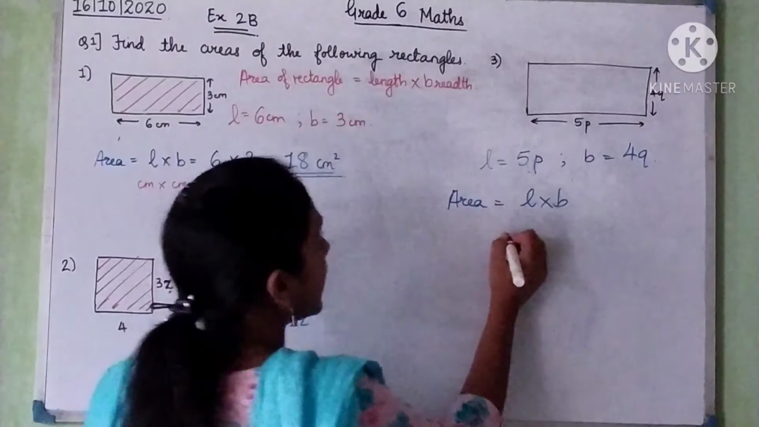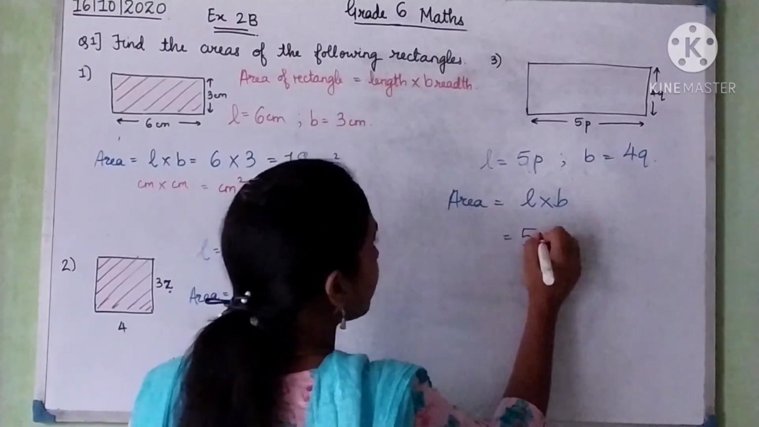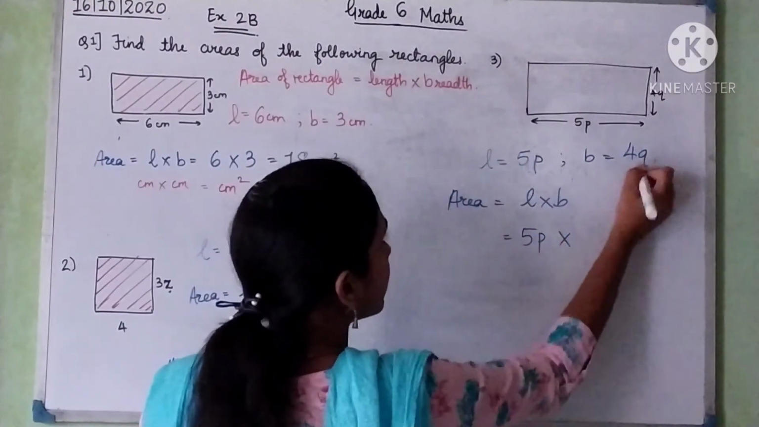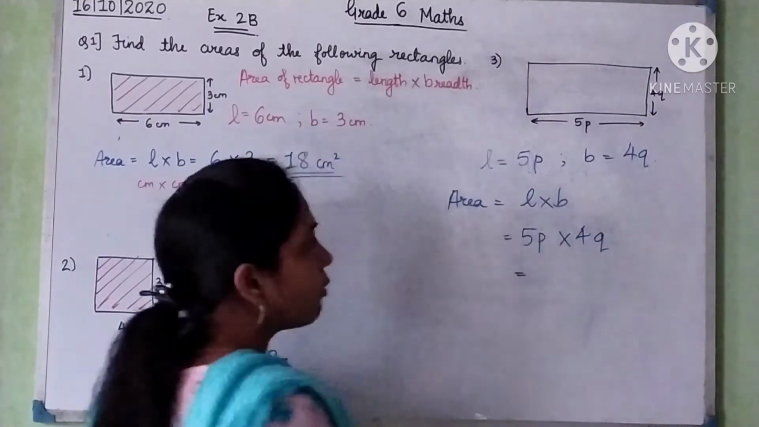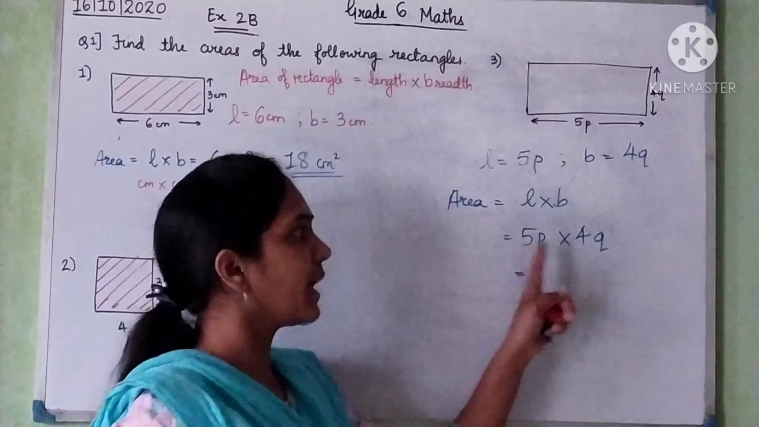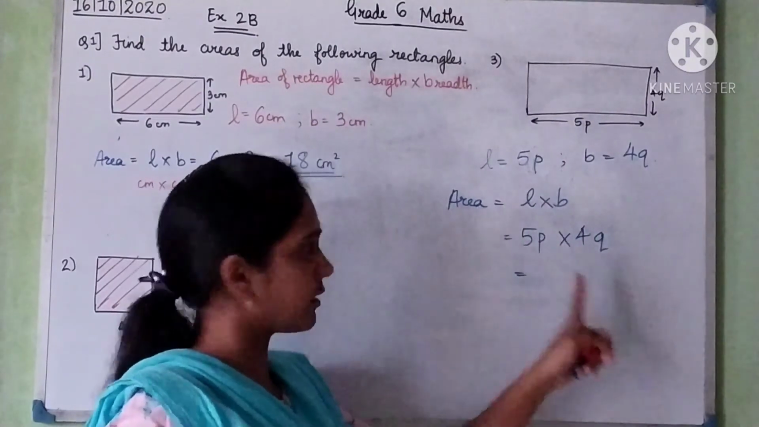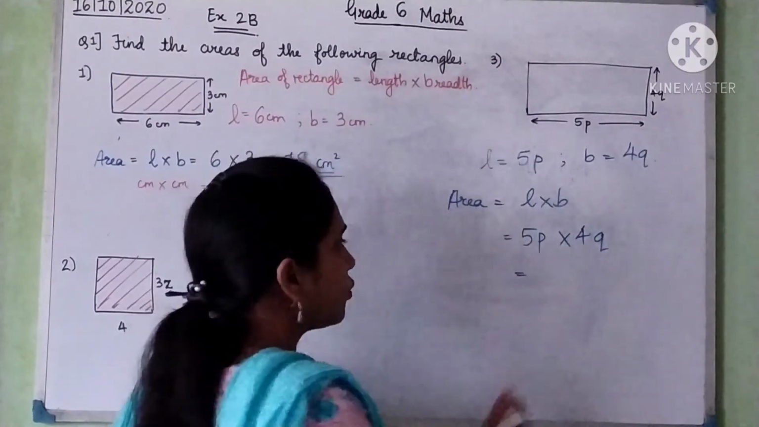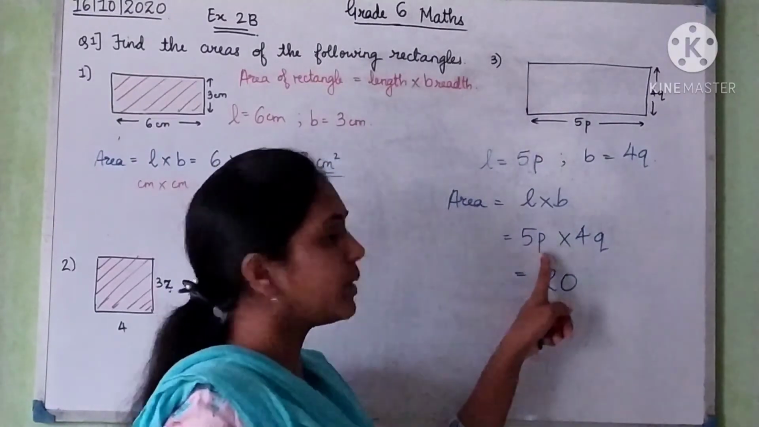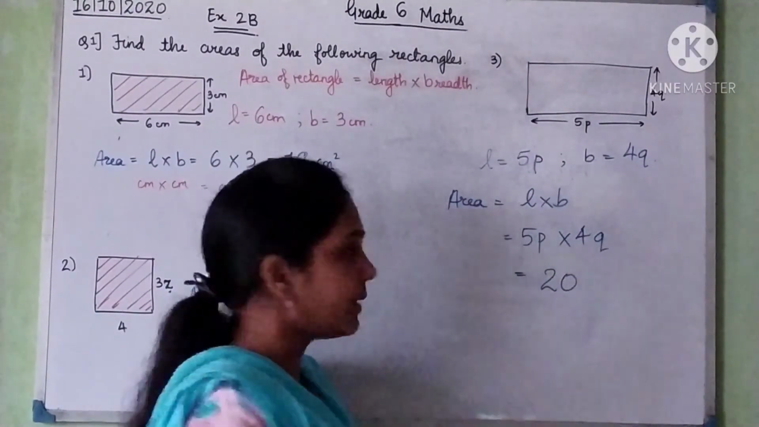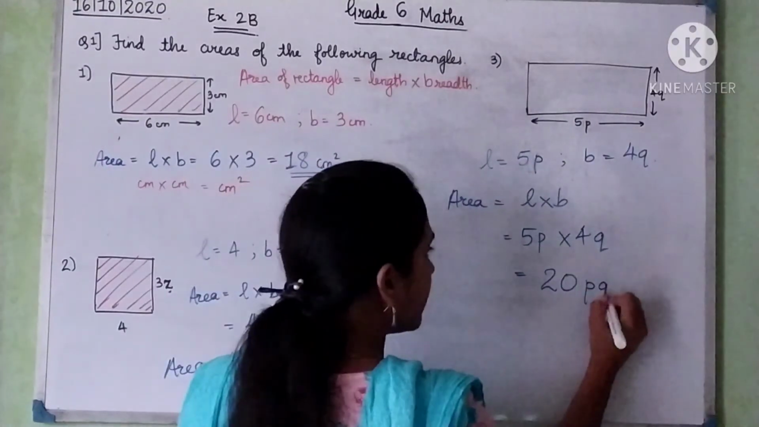So here what is the length? The length is 5p. So write 5p multiplied by the breadth, which is 4q. So write 4q. Now how do we multiply this? We multiply the numbers together and the letters together. So what is 5 into 4? 5 into 4 is equal to 20. And now the letters. So it is p into q. So p into q becomes pq. Okay. There is one p and there is one q.